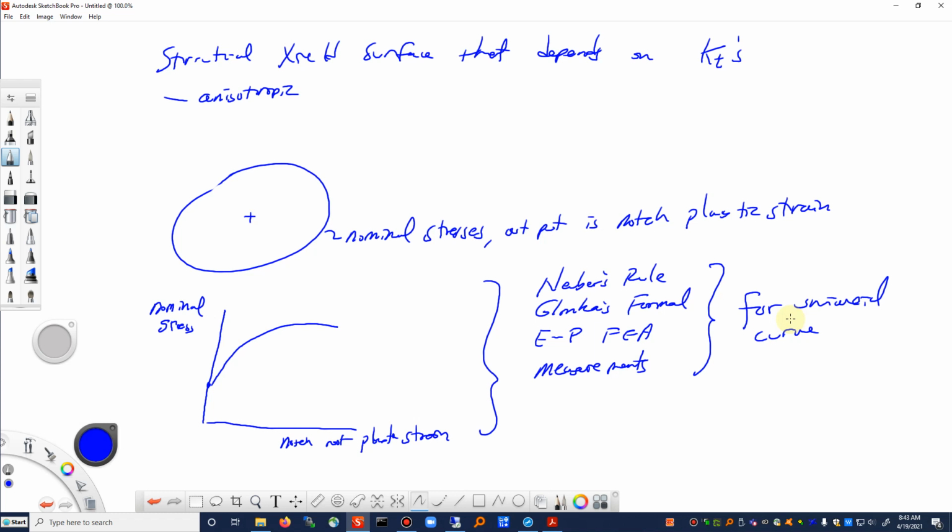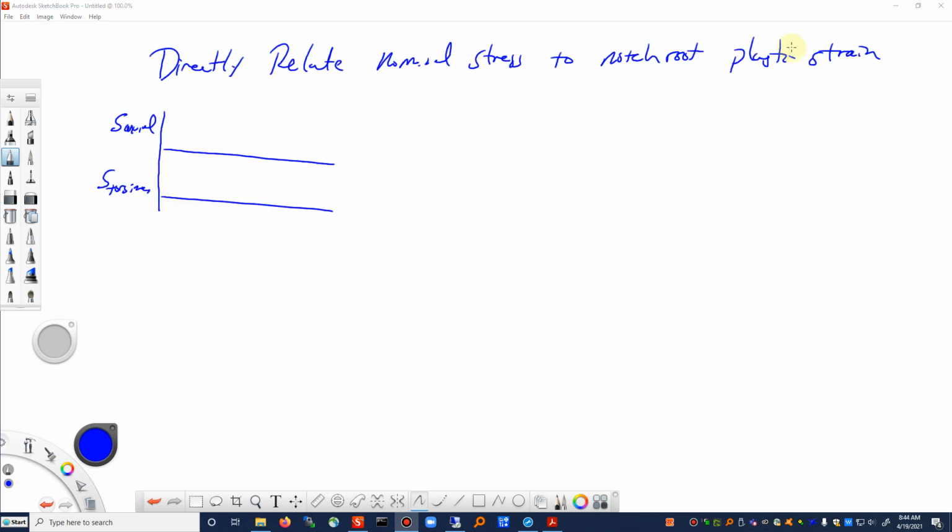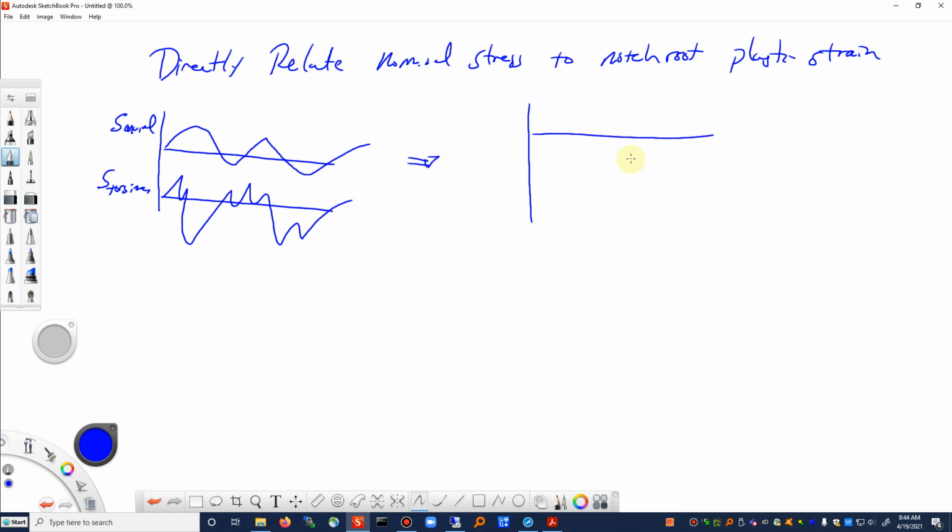Then we can use whatever hardening rule we want, isotropic hardening or kinematic hardening or nonlinear kinematic hardening, what have you. We can do all of that, and we can directly relate our nominal stresses to our notch root plastic strain. Right, so if we have an entire time history of our axial stress and our torsional nominal stress, it can be completely non-proportional because we're using this yield surface approach that allows for non-proportional type loading. And what we get out of this then is a time history of notch root plastic strains.